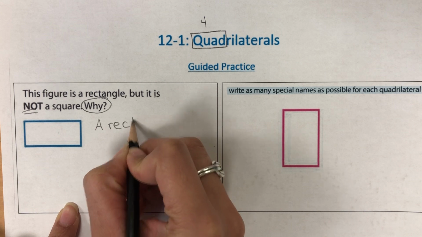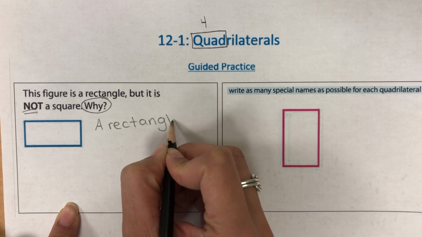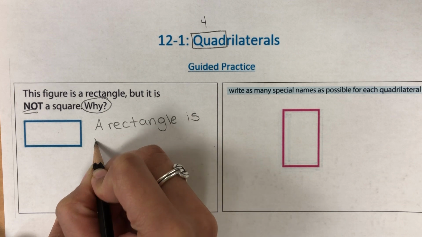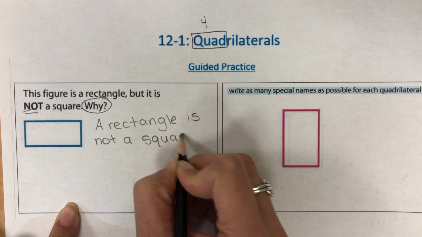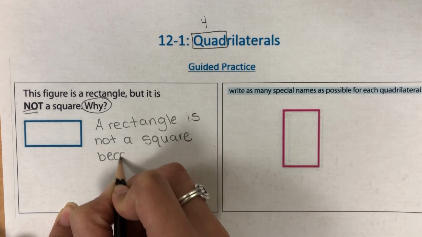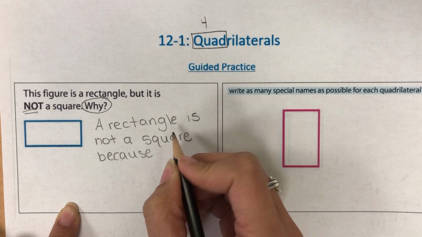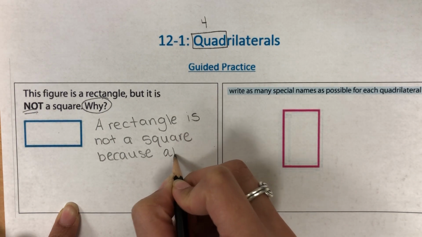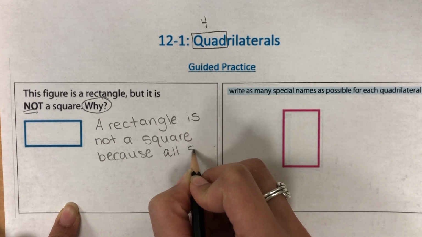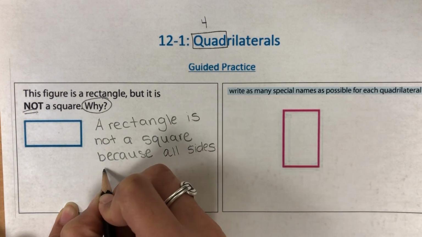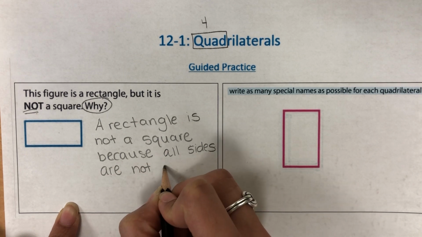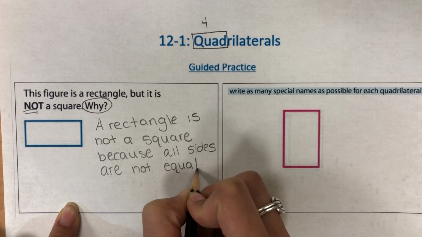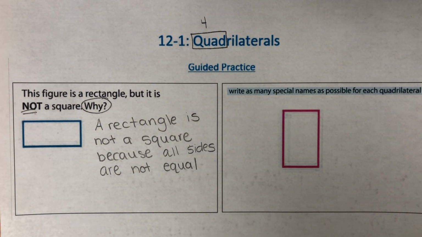A rectangle is not a square because all sides are not equal. So, a rectangle is not a square because all sides are not equal.